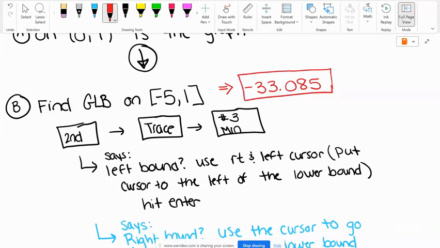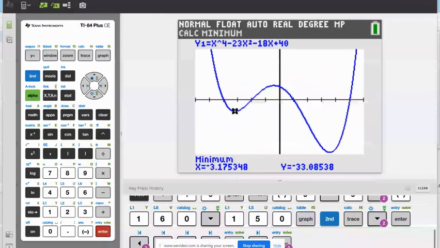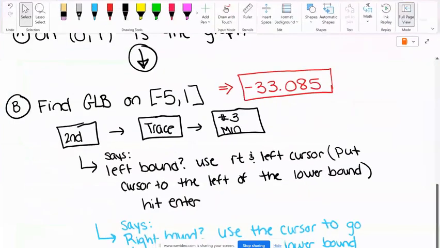3 decimal places. Oh, yes? What about our whiteboards? Oh, well, it's too late. Okay, let's keep going. Whiteboard Friday.